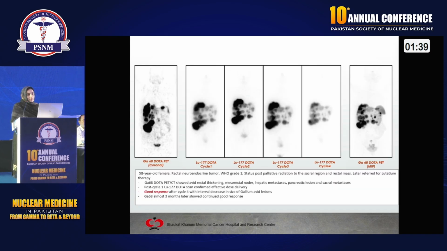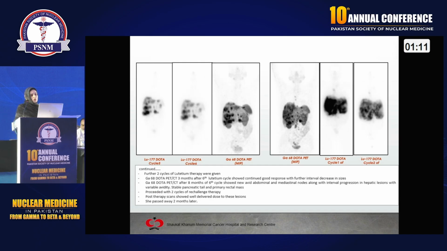This is a patient treated at Shaukat Khanam Hospital. This patient with a rectal endocrine tumor responded initially. She had a very good response after the initial 4 cycles. We went on to do a PET CT. This is how we do things here: 4 cycles, PET CT, and decide if we want to give 2 further. Because we saw response and there was residual disease, we went on to give her 2 more cycles with further response.